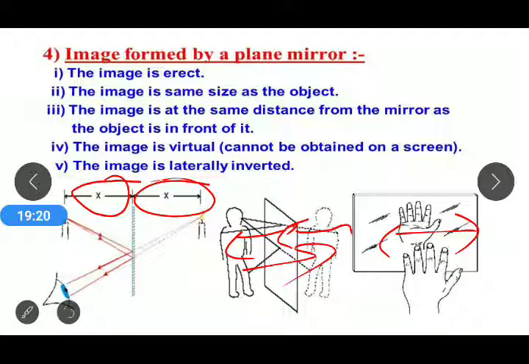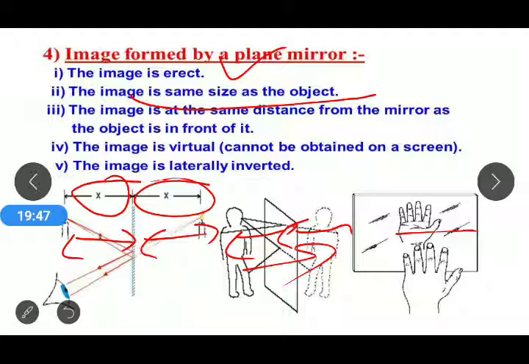So what are the properties of a plane mirror? The first property is the image is erect. Erect means vertically straight. That means whenever we see it, it is always vertically straight. The image is the same size. That means whatever the size of the object, the size of the image is the same. The image is at the same distance from the mirror as the object is in front of it. That means the distance from object to the mirror and image to the mirror always remains the same. The image is virtual. That means it cannot be obtained on a screen.